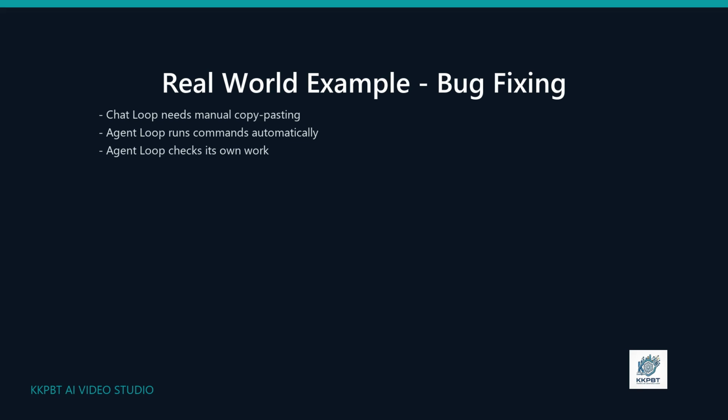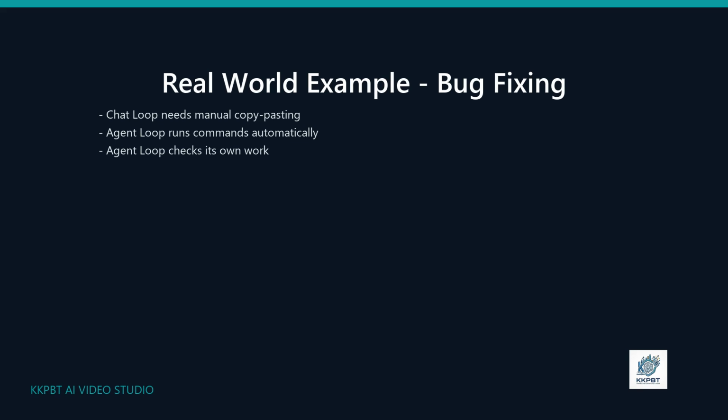Let us look at a real-world coding example. Imagine a software engineer fixing a bug in a code repository. In a chat loop, the engineer must paste code snippets into the chat, ask for advice, copy the AI's response, edit the file, and run tests manually.